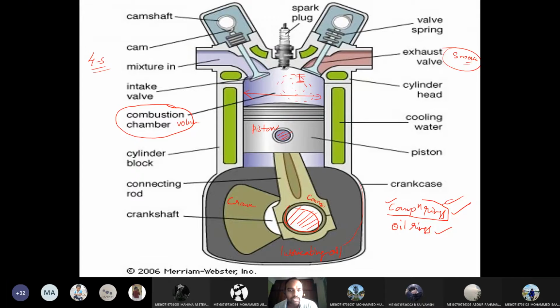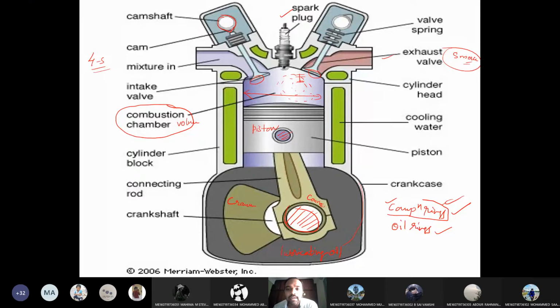This is the intake valve and this is the exhaust valve. This is the camshaft, the projected one, and these are the springs. The valve is operated by this camshaft, and this is the spark plug as usual, the exhaust valve, and this is the cylinder head. So the cylinder is not a single part; over the top of the cylinder there is the cylinder head.